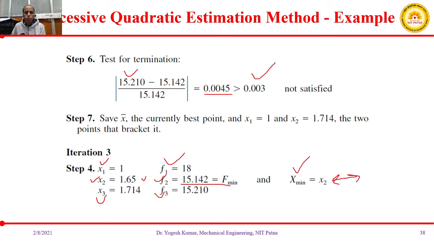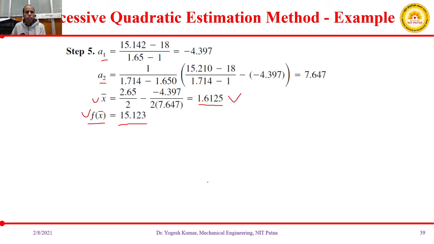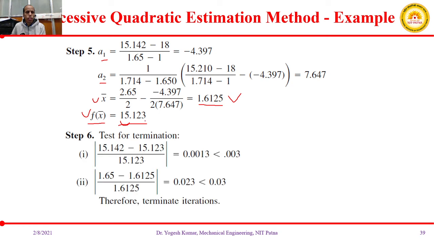One is 15.142, and the value corresponding to x bar is now 15.123. Okay, so let us test for the termination condition. First termination condition, that is the difference of function upon the minimum value of function. So (15.142 minus 15.123) divided by 15.123 is coming equal to 0.0013. Okay, so your termination condition is satisfied, it is less than 0.003.